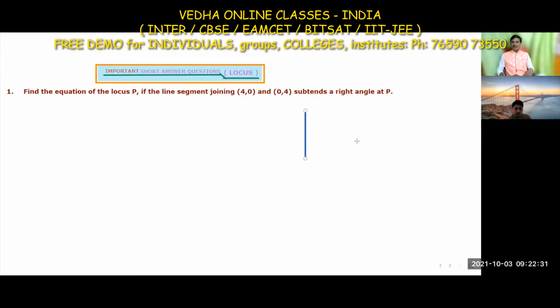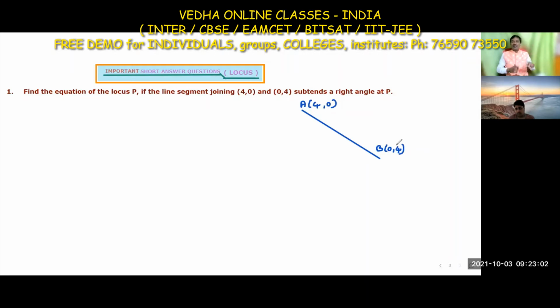In this triangle, the line joining two points, that is A and B. Here I am taking the point A as (4, 0) and another point B as (0, 4). This line subtends a right angle at P.